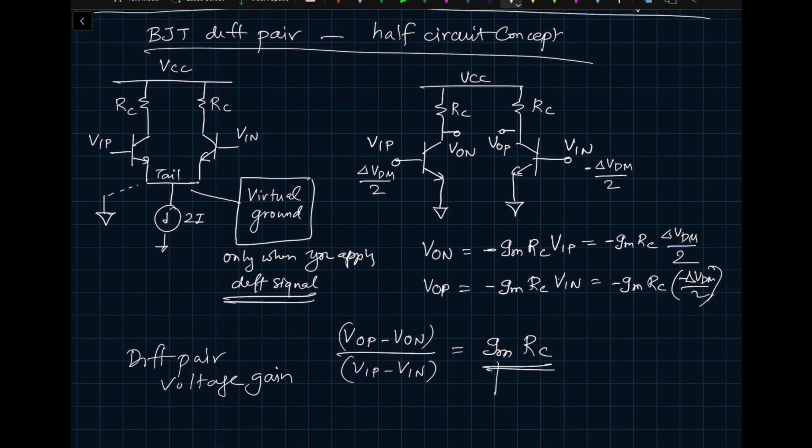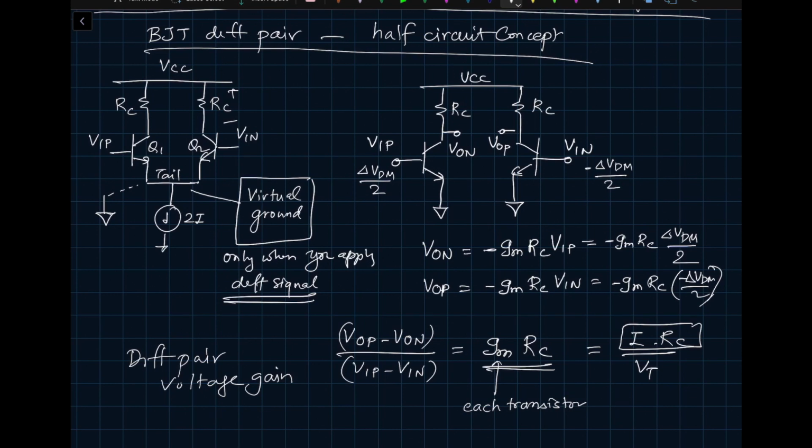Note that gm is the transconductance of a single transistor, each transistor. So here we would say Q1 and Q2 both will have the same gm, which will be I divided by VT. So this will look like I divided by VT times RC, correct? And this we have done before, because this IRC is the voltage drop across this resistor, and VT is 26 millivolts. So from this we can calculate the gain. This analysis holds true when we are doing analysis for differential input signal.